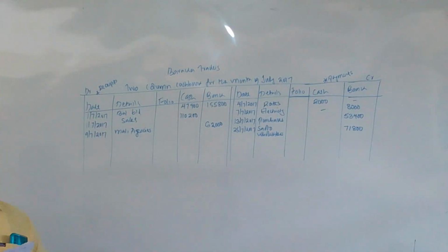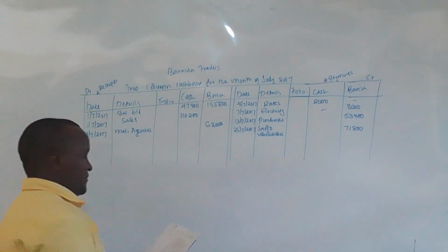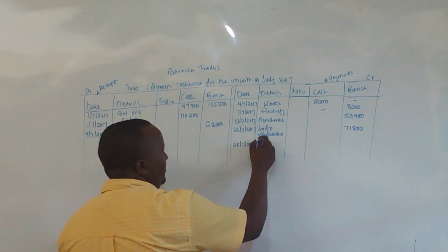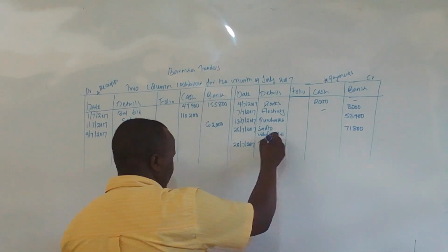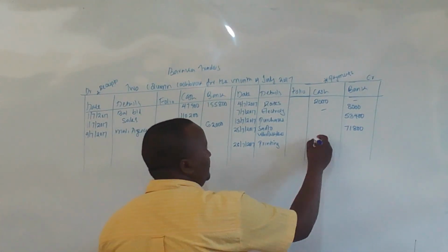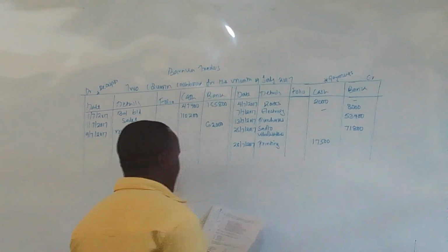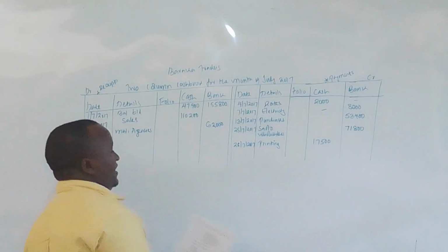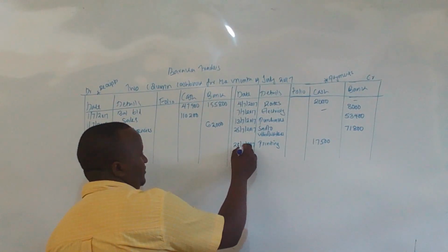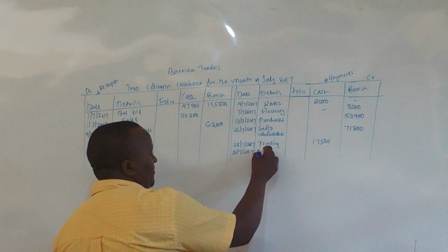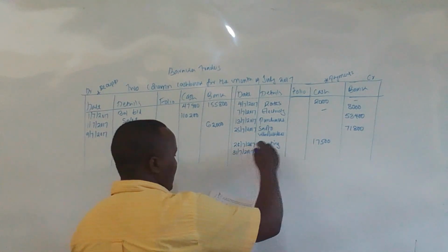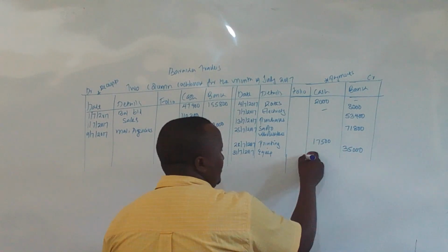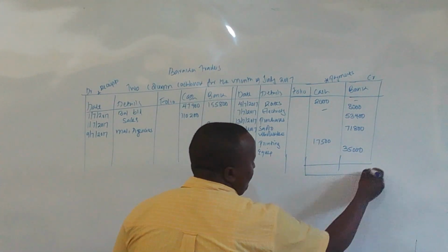7,800 by check. Day 28, we paid for printing. 28/7. We paid for printing of what? 17,500 in cash. The last one is that we bought an equipment worth 35,000. So when we buy, we pay. So here, equipment. We bought equipment worth 35,000 by check. That's it. Again, we are done.